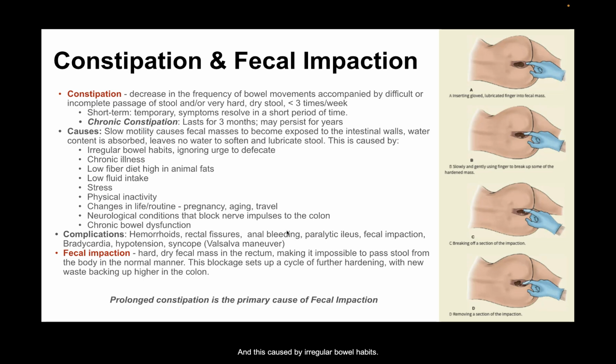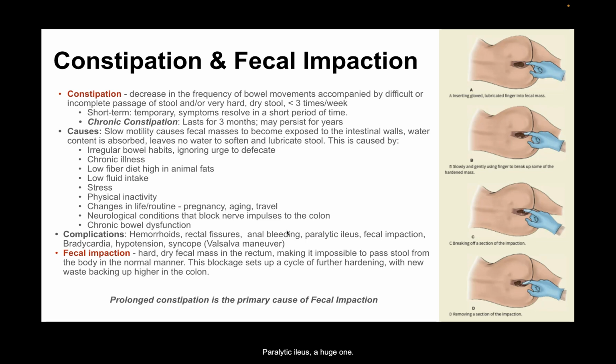And this is caused by irregular bowel habits, ignoring the urge to defecate, chronic illness, low fiber diet, low fluid intake, stress, physical inactivity, changes in life routine, for example, pregnancy, aging, travel, neurological conditions that block nerve impulses to the colon, chronic bowel dysfunction. If a patient is constipated or they have fecal impactions, they can develop a lot of complications, including hemorrhoids, rectal fissures, and anal bleeding.